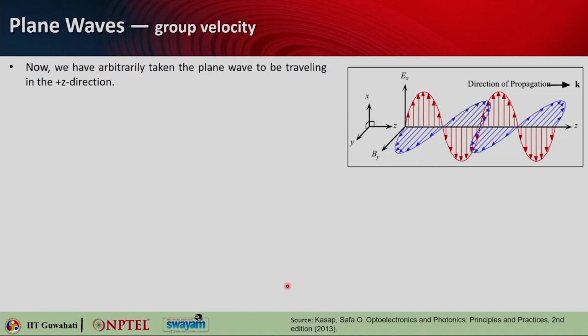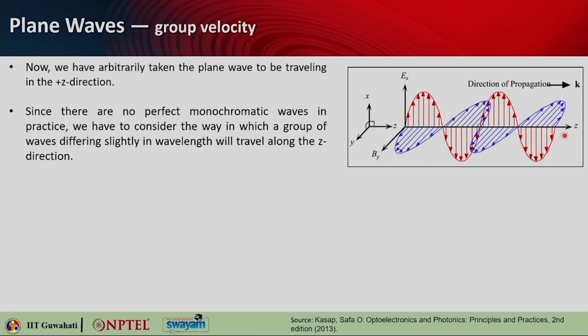So let us look into the concept of group velocity in a little bit more detail. Let us assume that there is a plane wave traveling in the plus z direction, and since there is no perfect monochromatic wave in reality, we have to consider that a group of waves differing slightly in wavelength is actually traveling. So it is not exactly one particular wavelength, there will be a little bit of spread in the wavelength, and they are all traveling in the same direction.